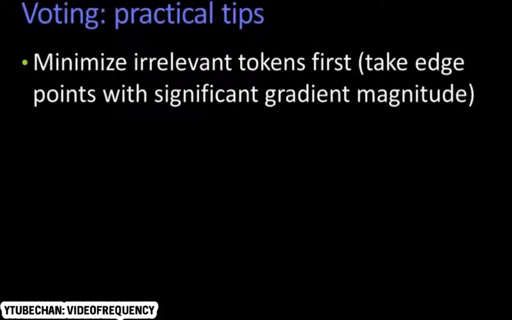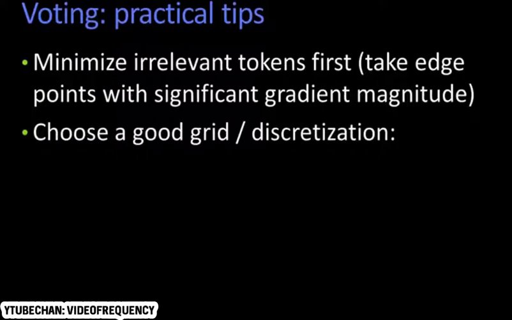So a couple of practical tips with voting for the Hough transform. One thing you want to do is try to not do too many irrelevant votes. Try to minimize edge elements that are not robust or highly unlikely to be useful, because remember, we don't have to find all the points along a line, just enough of the points. You want to choose a good grid discretization for your Hough accumulator array.